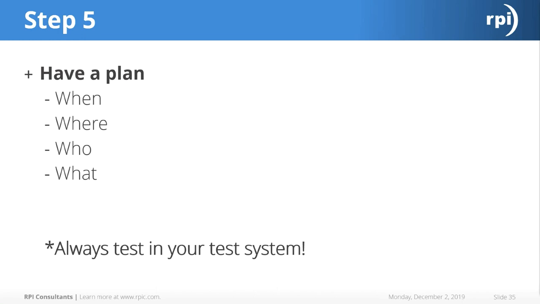So step 5 is to have a plan. So when I say when, where, who, what, it's a little bit more than just 4 things, right? So we want to know what day are we doing the upgrade? What time are we doing the upgrade? Are we doing the upgrade all together in a conference room? Are we going on a WebEx? Am I responsible for doing my piece, sending out an email, and then somebody's going to do their piece?